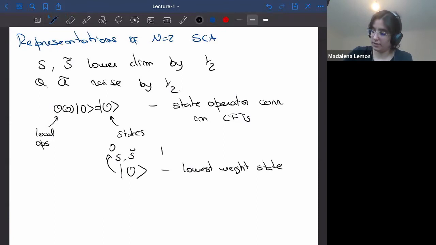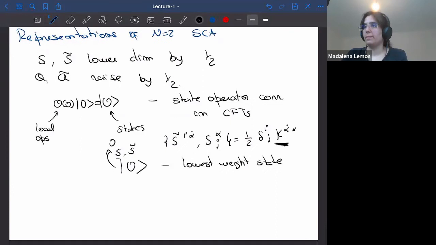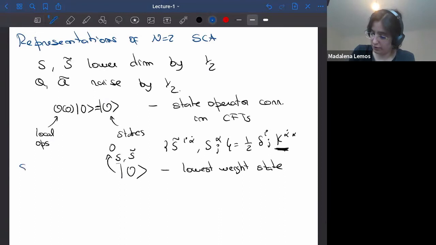So the anticommutator of two conformal supercharges is the special conformal transformation, the K. So because if S and S tilde both kill the lowest weight state, then so will K. So this guy that I want to call a superconformal primary is in particular also a conformal primary.